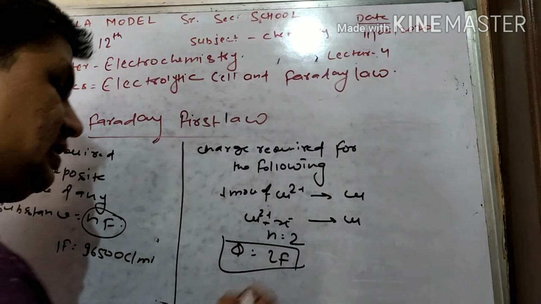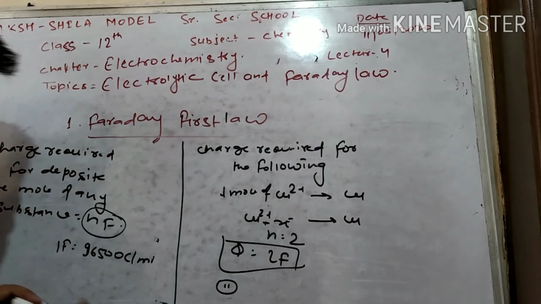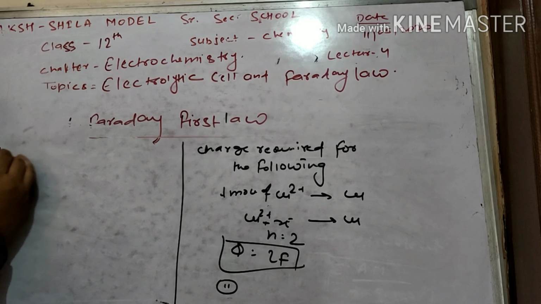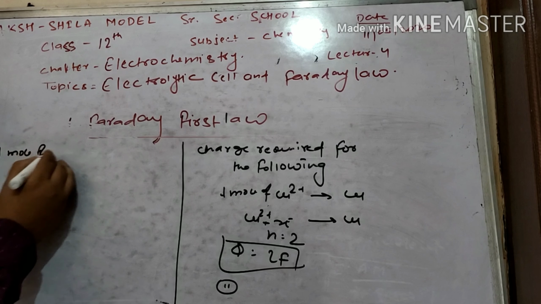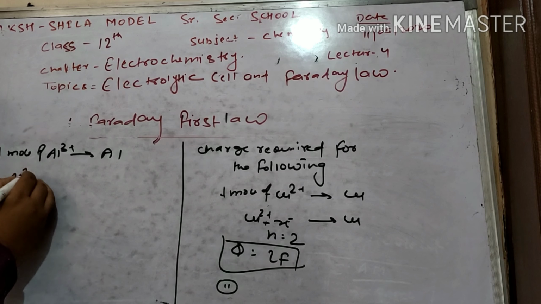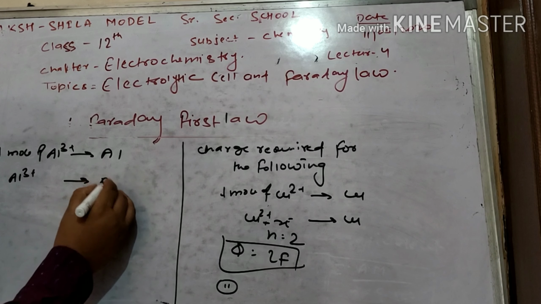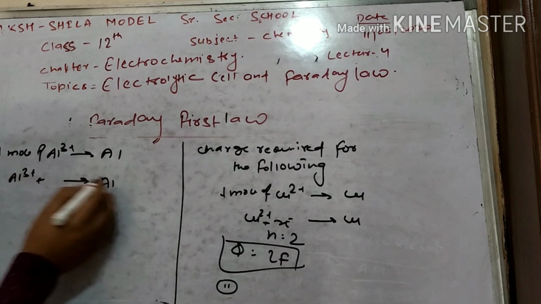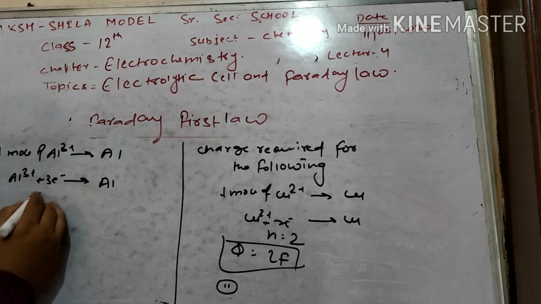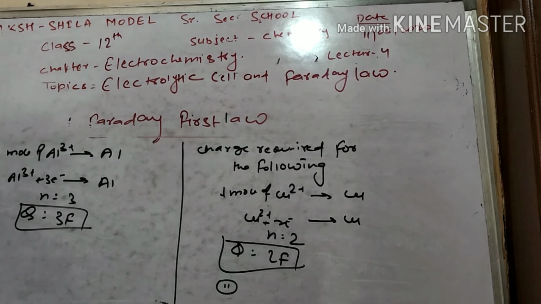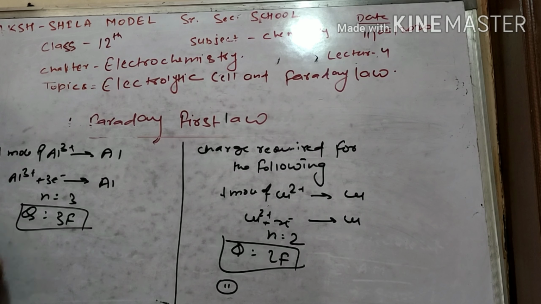Okay. Another example. One mole of Al3+ to Al. Al3+ is generally converted into Al. So the difference in charge here is 3+ and 0. So 3 electrons. So n is equal to 3. So Q is equal to 3 Faraday. तो इस केस में कितना होगा? 3 Faraday.